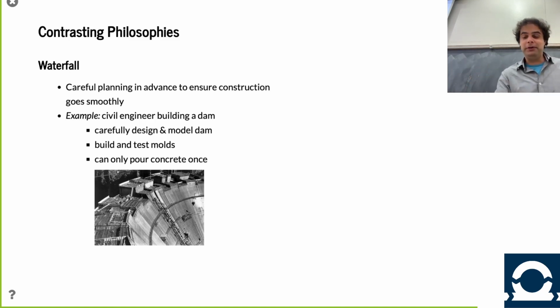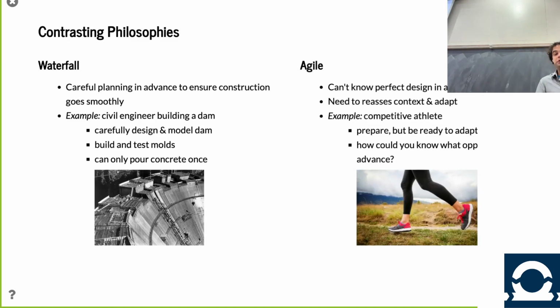So what's the alternative? The alternative is something called Agile, which is this notion of embracing continuous change and adaptation. The Agile philosophy is you can't know the perfect design in advance. And so you need to continuously adapt and say, you know what? Here's what we believe to be the best plan so far. Agile doesn't mean there's no plan. It just means you're very willing and able to change your plan along the way.